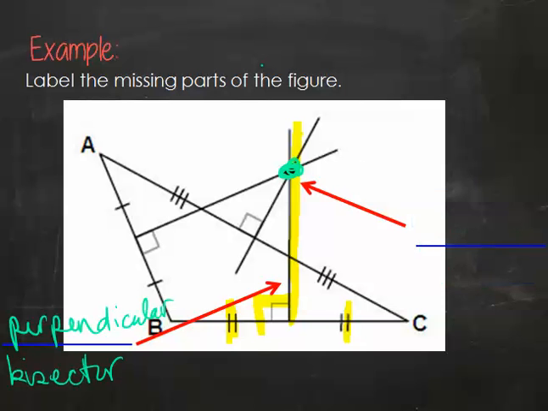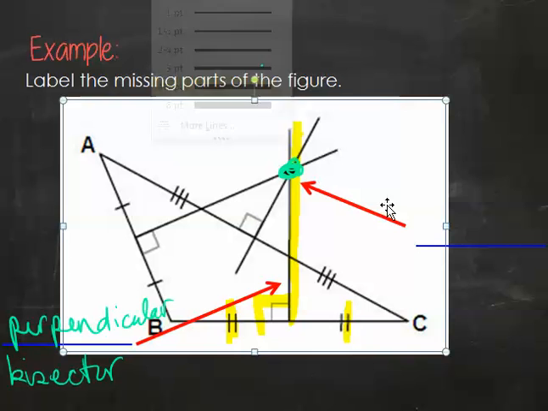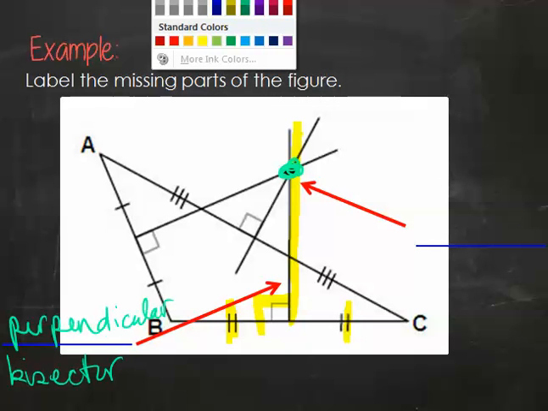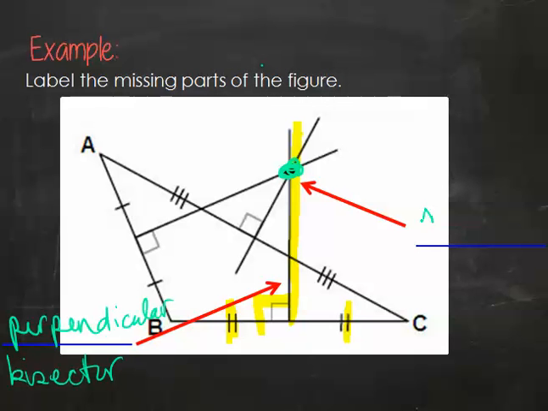Let's take that off of there. The point at which all of the perpendicular bisectors meet is called your circumcenter. I know that all of these words are just so super crazy. That's why hopefully I can get a graphic organizer going for you. The circumcenter.